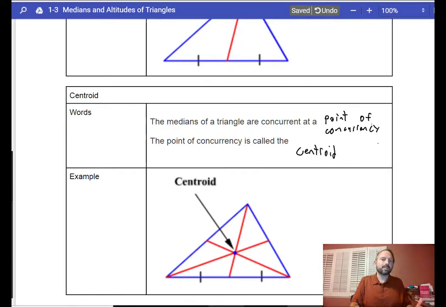Okay, well, what is that? Well, you have your medians, and each one of these breaks up the triangle. So this is half, this is half, this is half, and right here, boom, that's the centroid. Let's go on.